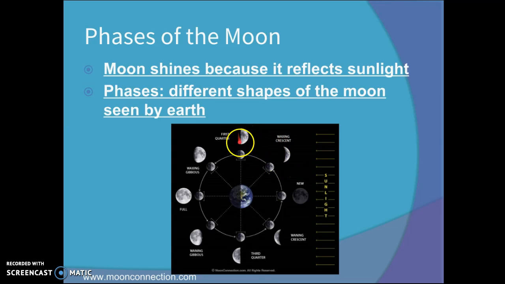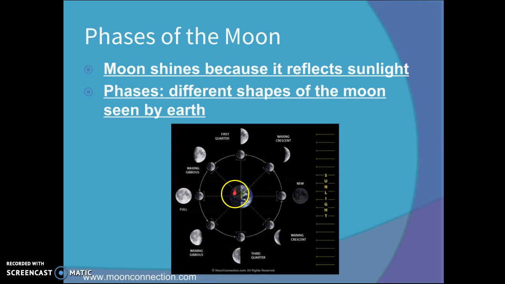When it reaches about half, we call that the first quarter. Again, it's on the right-hand side, so we know that it's waxing. And then it grows up to a waxing gibbous. That's when it's a little bit more than half. Eventually we get the full moon, and notice the order: sun, earth, moon.